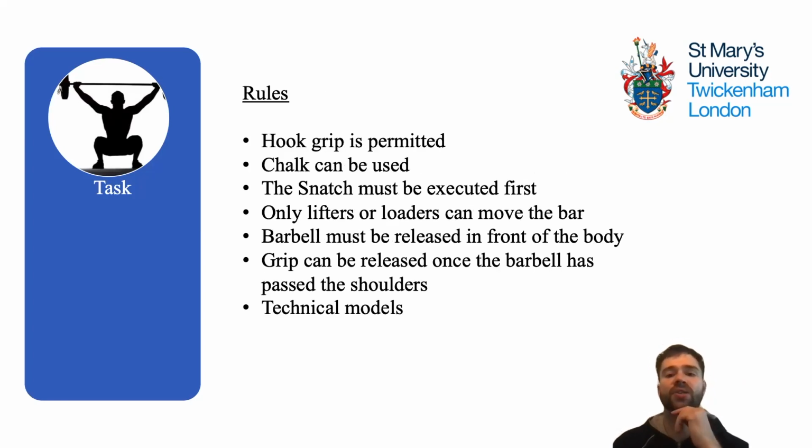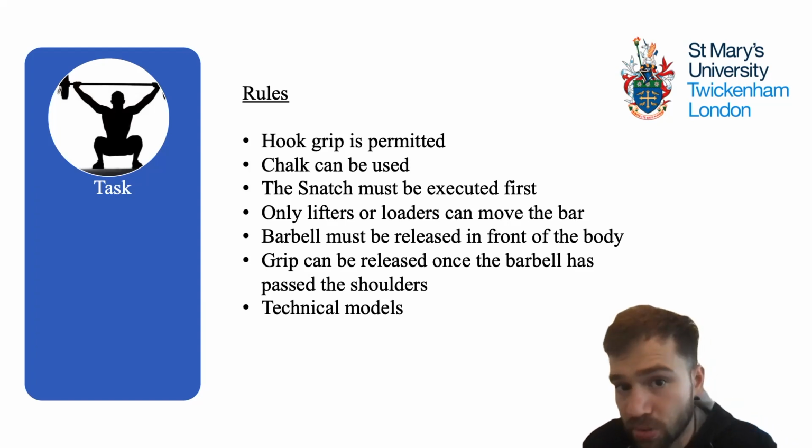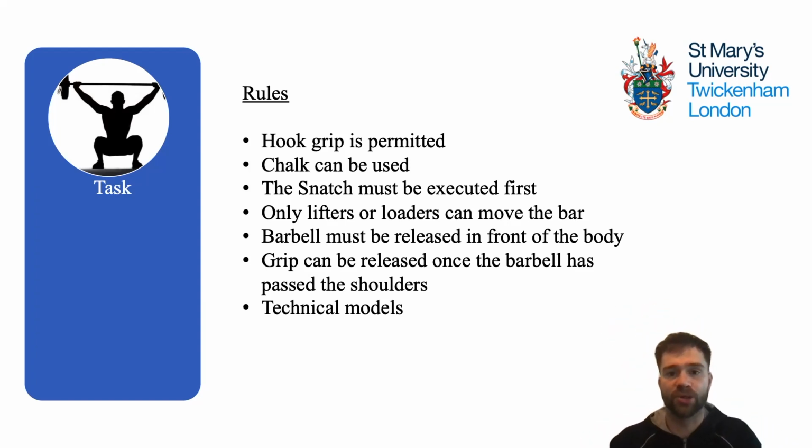So let's look at the rules. So these are taken from British weightlifting, and some of them are some of your baseline rules. So making sure a hook grip is permitted, chalk can be used. In competitive weightlifting, the snatch must be executed first. Only lifters and loaders can move the bar. Bar must be released in front of the body, and the grip can be released once the barbell passes the shoulders. Another consideration towards rules is the technical model.